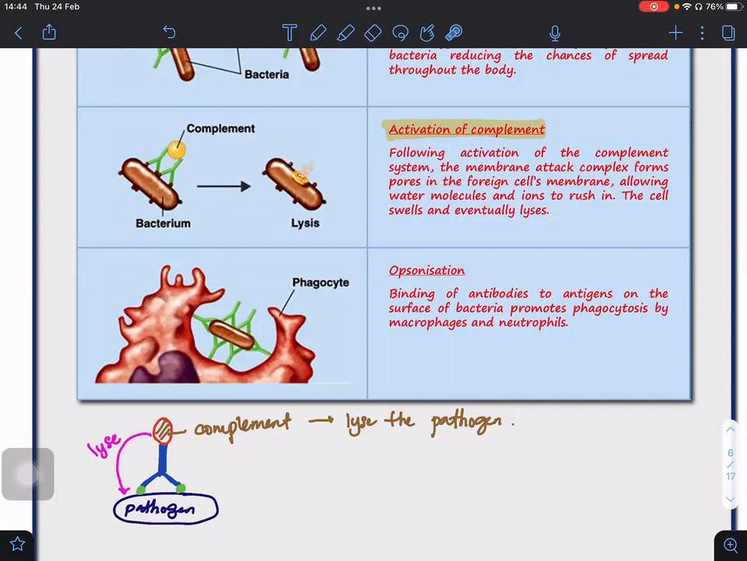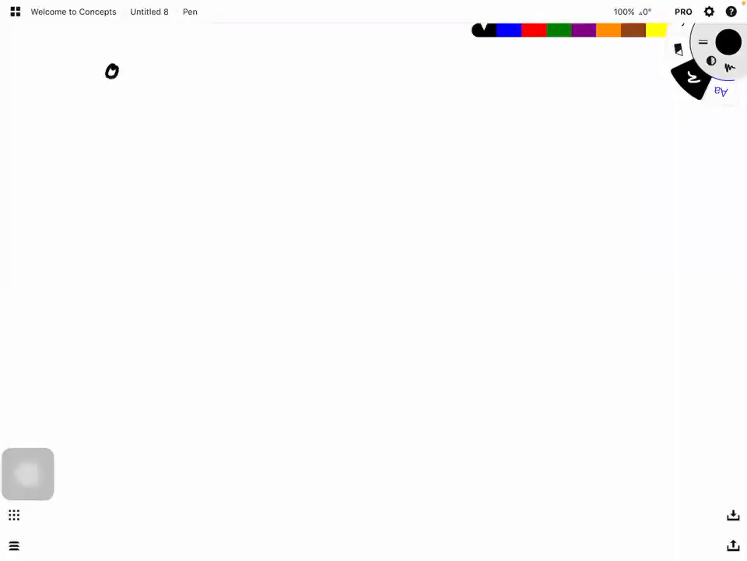Now third, we look at opsonization. What do I mean by opsonization? Opsonization is basically the binding of antibody to the antigen on the surface of the bacteria, which promotes or enhances phagocytosis by macrophages and neutrophils. So what does this mean? Let us look at opsonization, or enhanced phagocytosis. Labeling and enhanced phagocytosis.